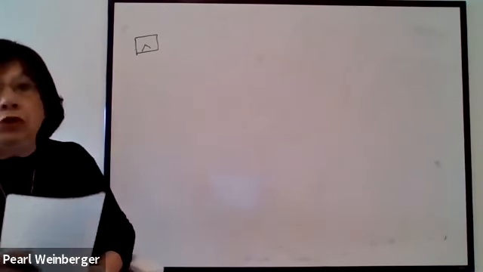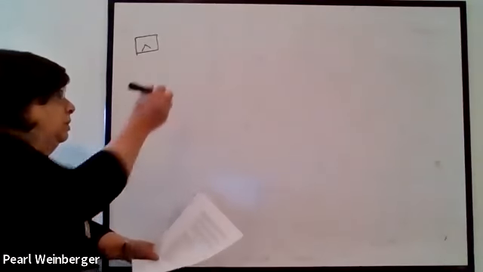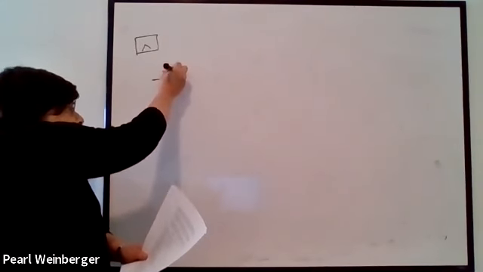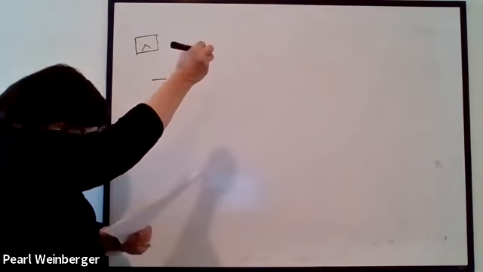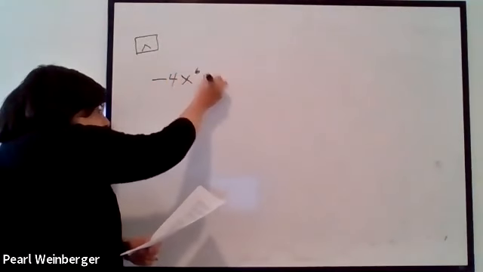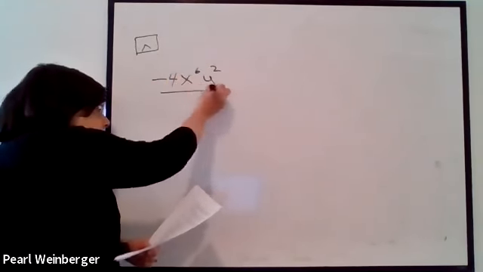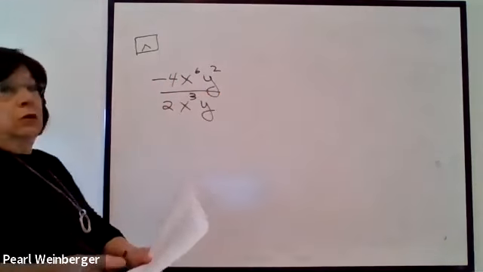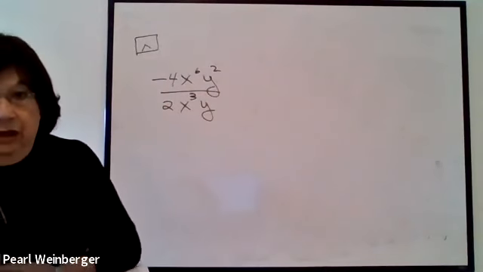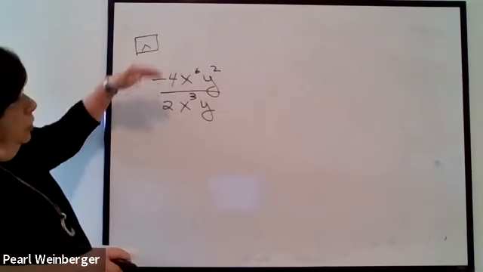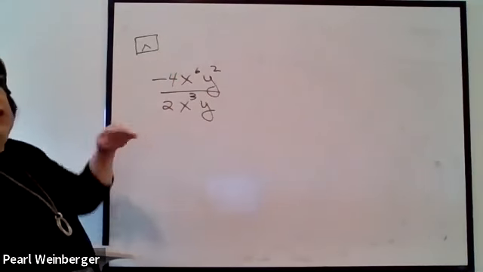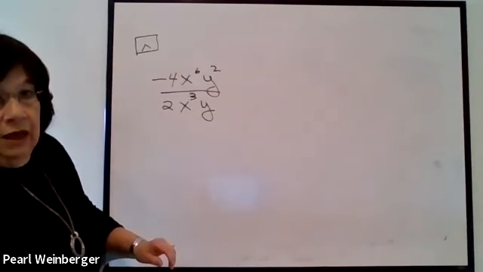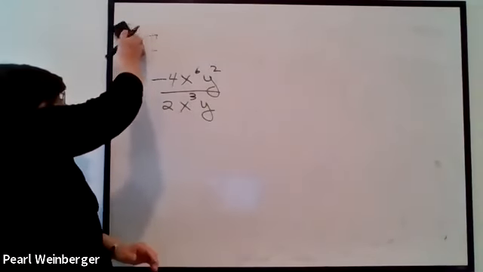Let's say you had a monomial divided by a monomial. Let's say I had something like negative 4x to the 6 y squared over 2x cubed y. What if we have a fraction that consists of a single term over a single term? How do we simplify this? How do we make this in lowest terms?